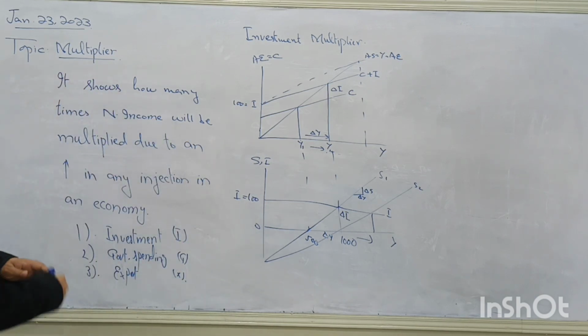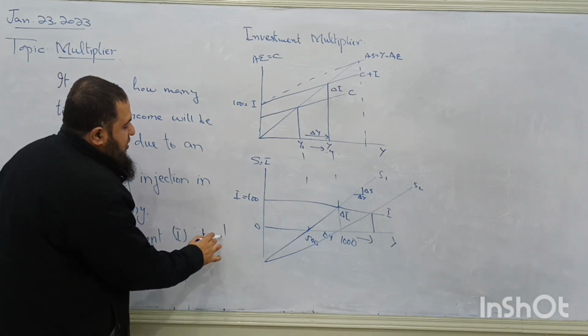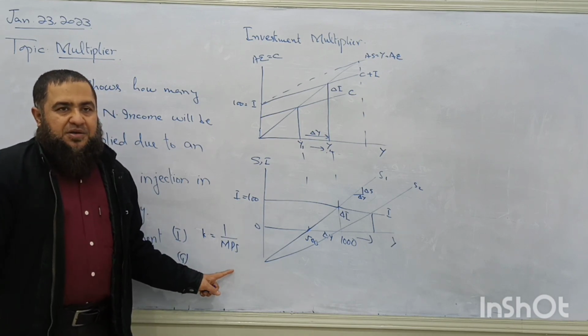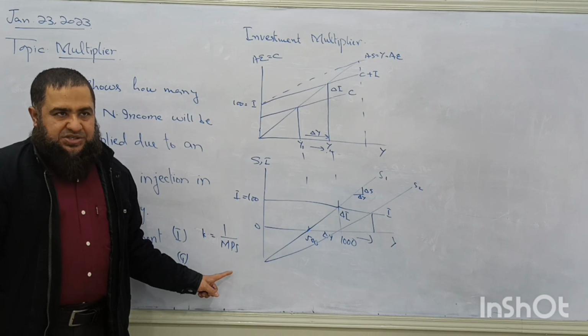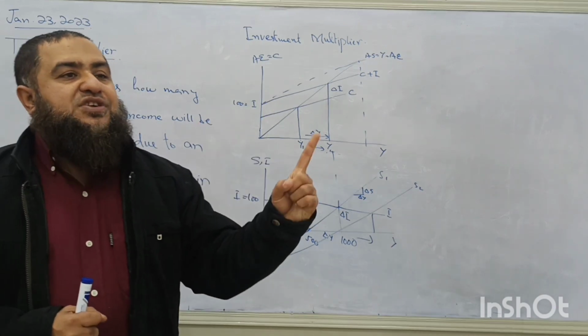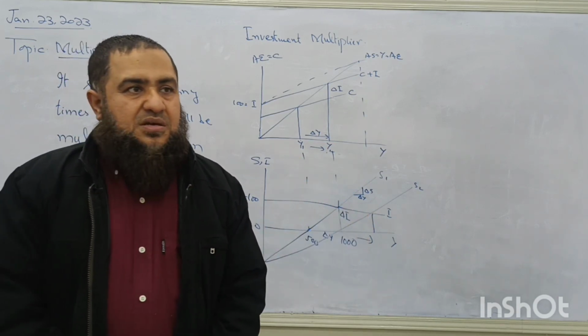So for the two sector multiplier in this economy, we say K is equal to 1 over MPS. Investment multiplier depends upon the marginal propensity to save, because in this economy we have a single withdrawal, the saving account. Clear?